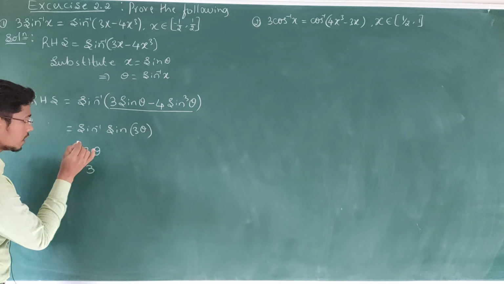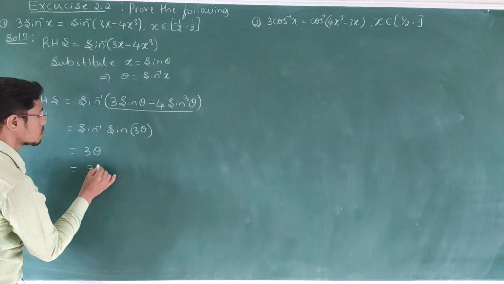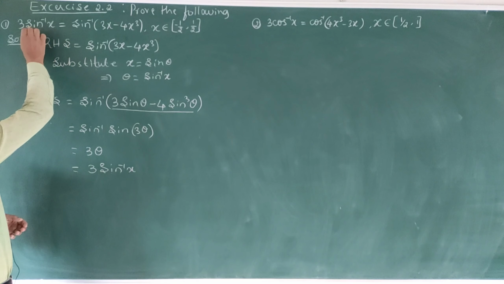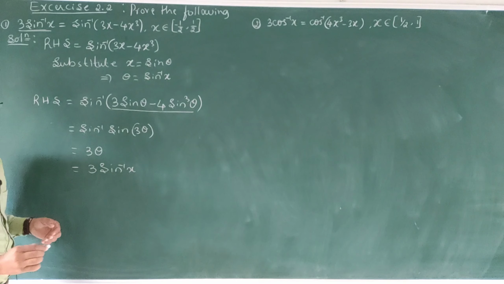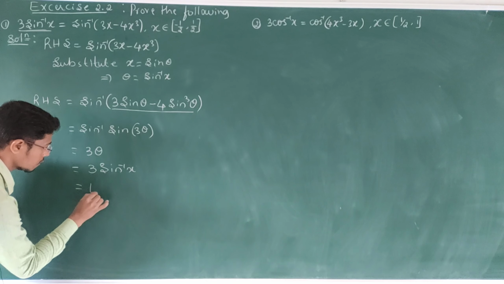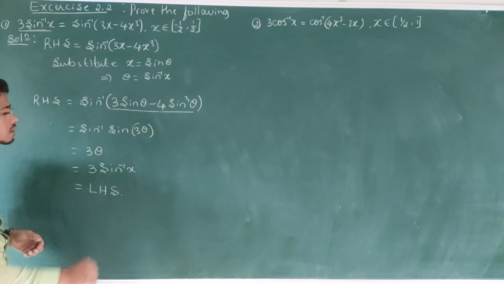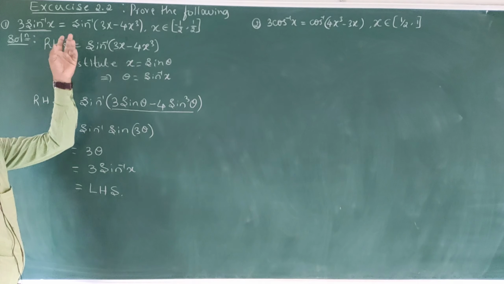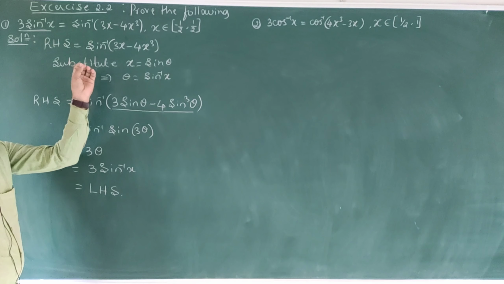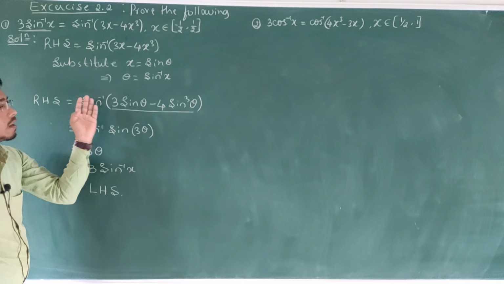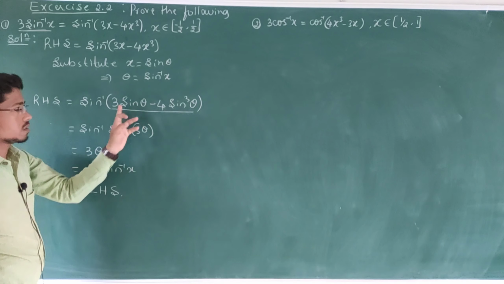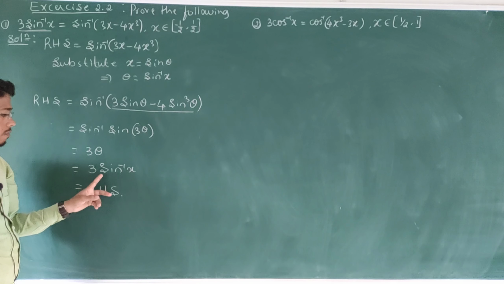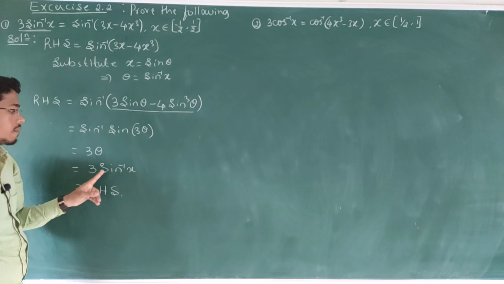3 into theta is what? 3 times sin inverse of x. This is the required result, and this is equal to the LHS. Very simple. So we need sin inverse on this side, so the quotient is totally in the form of sin inverse. For that, put x equal to sin theta and simplify. Though this is a trigonometric formula, write this, you will get 3 theta, and put the value of theta. Don't forget to write the value of theta.